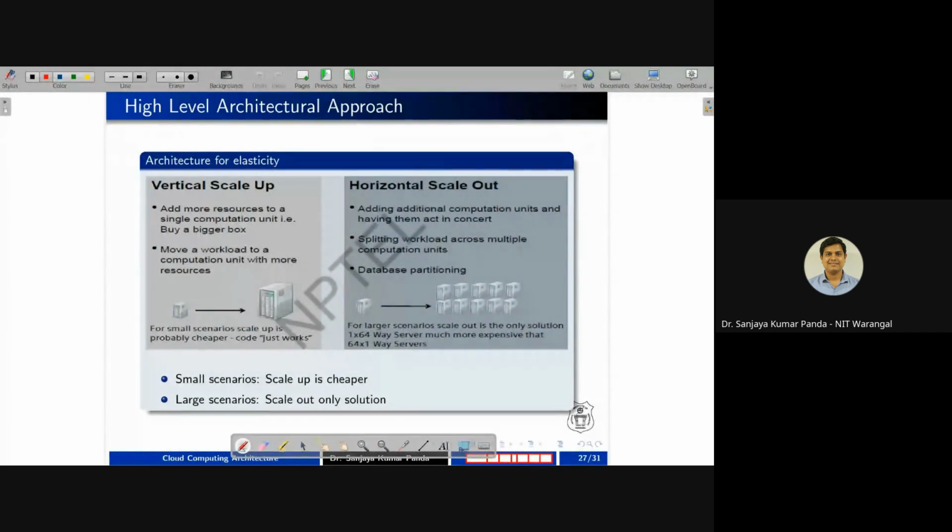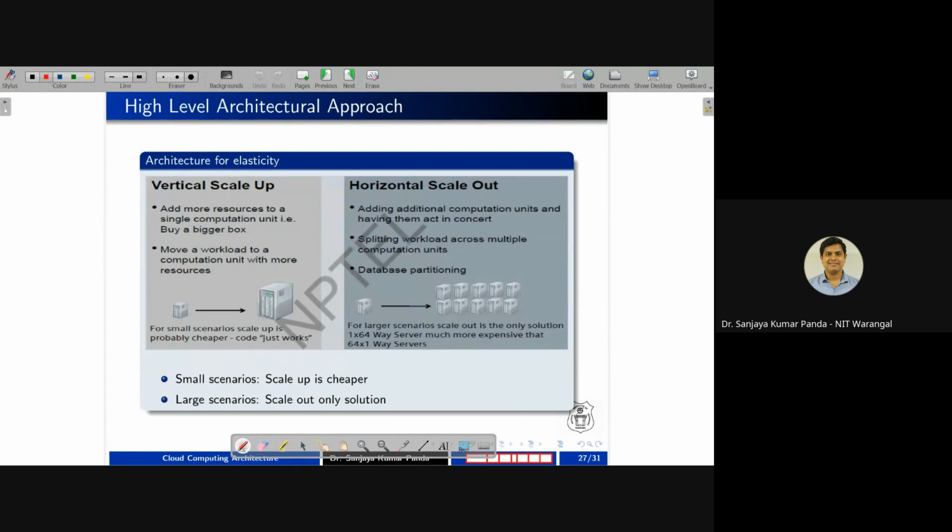So another important part in the high level architecture is to go for elasticity. As I said, elasticity is a dynamic term where we can go for scale up or you can go for scale out. So generally we do a vertical scale up. So when there is a smaller scenario, it is better to go for a scale up. Like you have 2 GB and you want 4 GB. So it is better, the size is very small, right? So you can increase it, right?